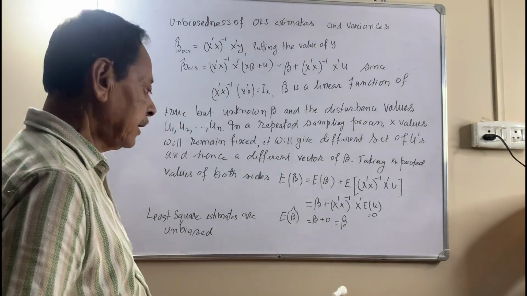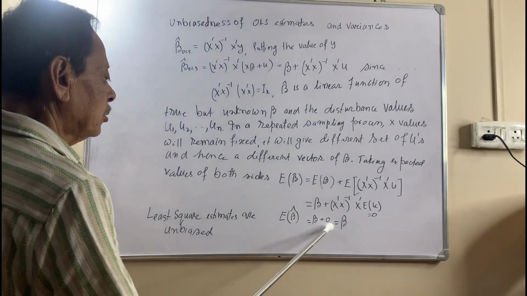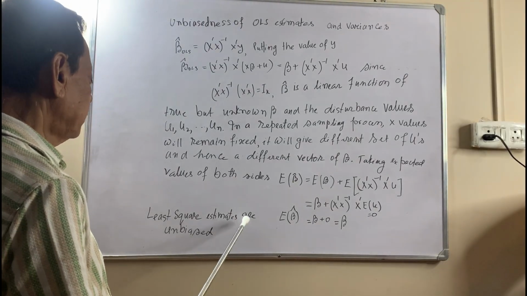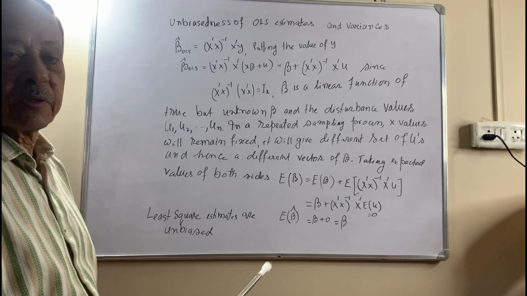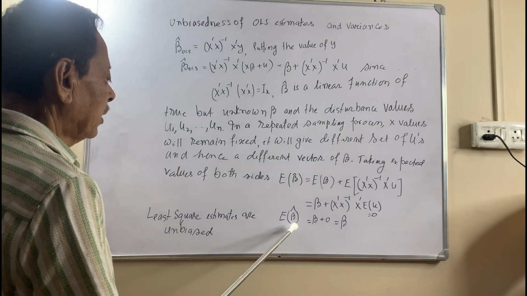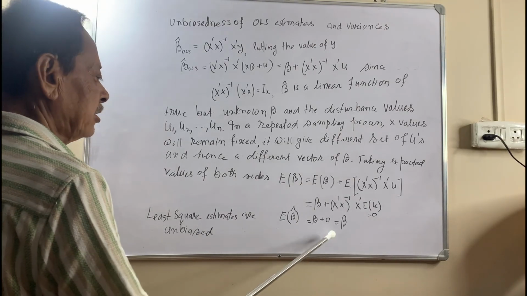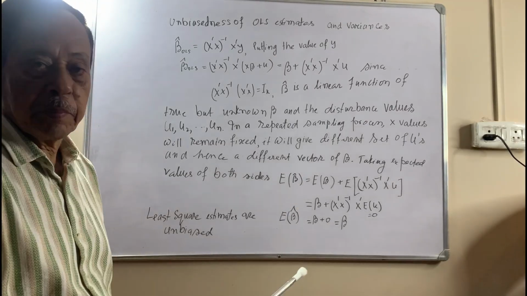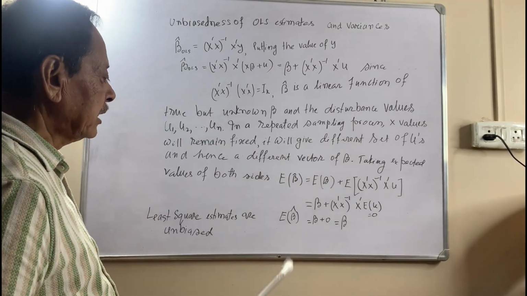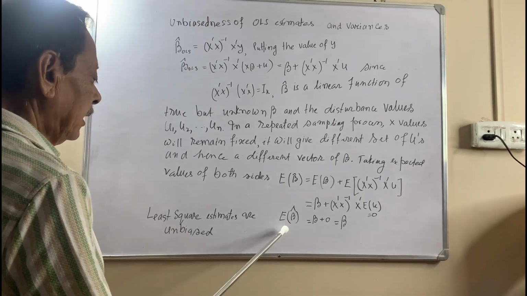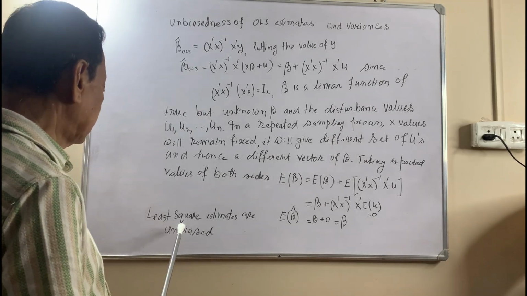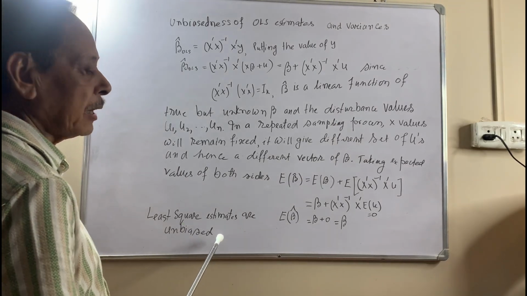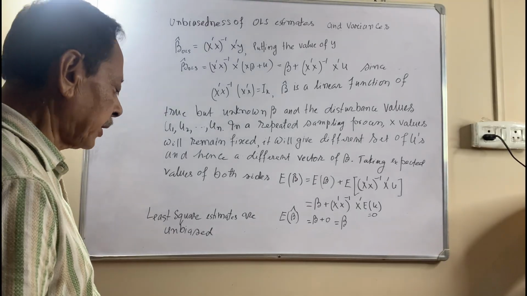So we have got that the ordinary least squares estimates are unbiased. If our estimated beta is equal to the unknown beta after taking new sets of samples, then we say these least squares estimates are unbiased.